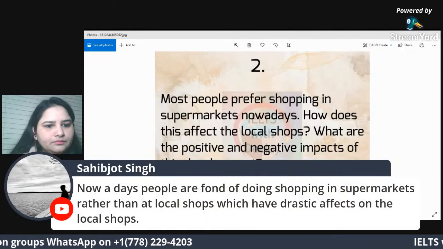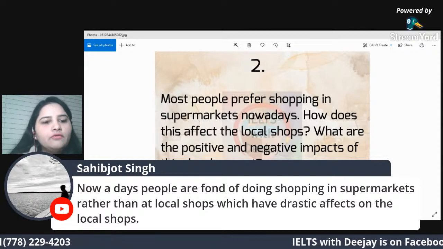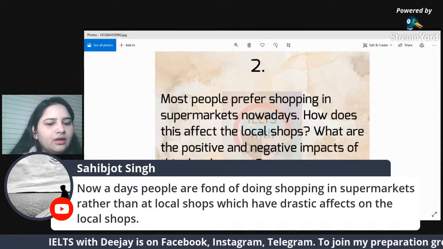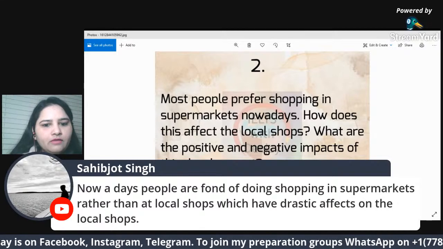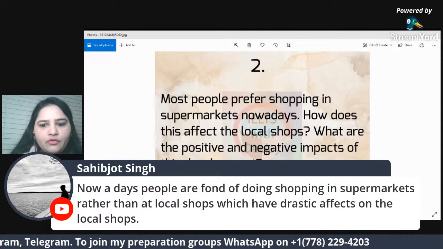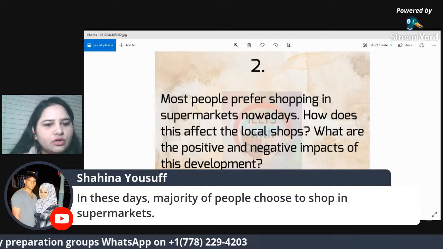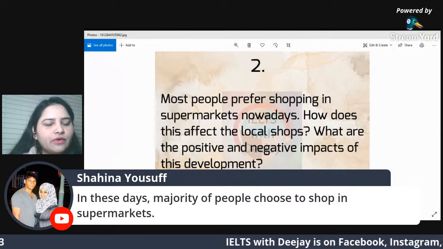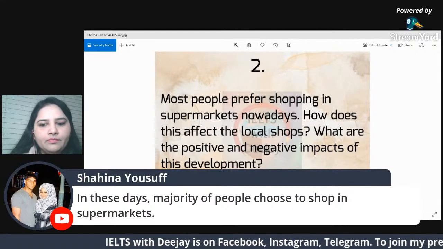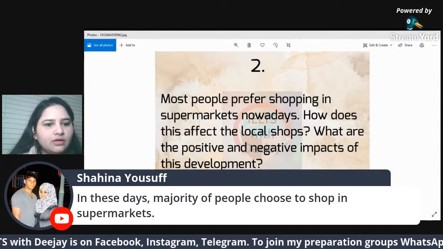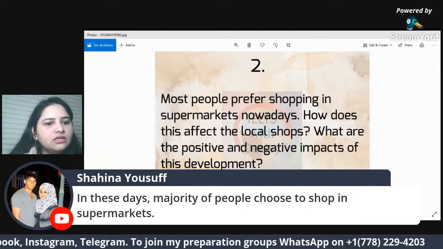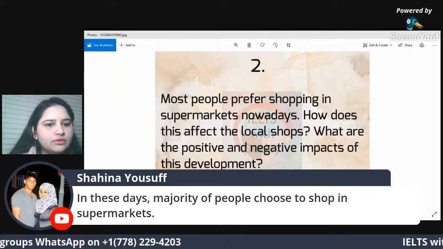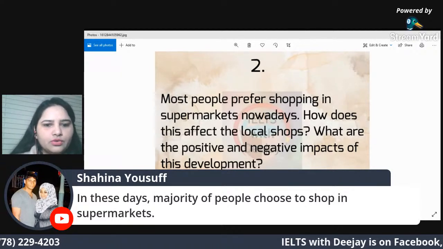Okay, next is nowadays people are fond of doing shopping. For this, you can write purchasing. People are fond of doing purchases in supermarkets rather than at local shops, which have drastic effects on the local shops. Very good. In these days, majority of people choose to shop in supermarkets, and they're talking about the effect as well. For effect, you can say impact, outcome. These are the words that you can use. Okay, so try to change the words that can be easily changed because all these words are basic. For people, you can write individuals.